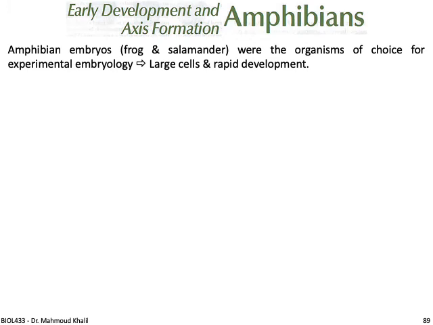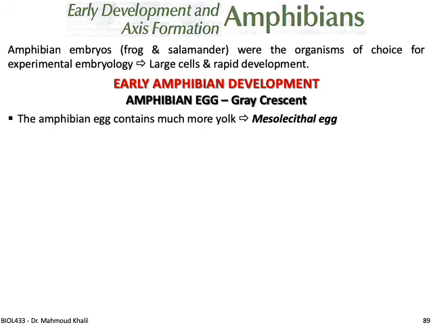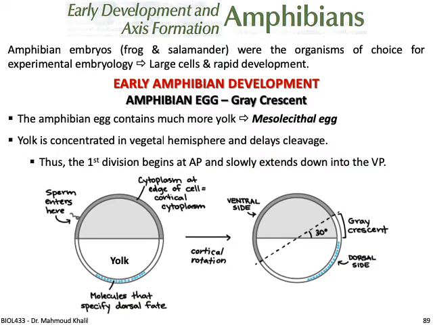Early development in amphibian axis formation. Amphibian embryos, including frog and salamander, are the organisms of choice for experimental embryology because they have large cells and rapid development. If you look at the egg of the amphibian, its type is mesolecithal egg. So you see that yolk is concentrated in the vegetal hemisphere, and this delays cleavage. Thus, the first cleavage begins at the animal pole and slowly extends down into the vegetal pole.